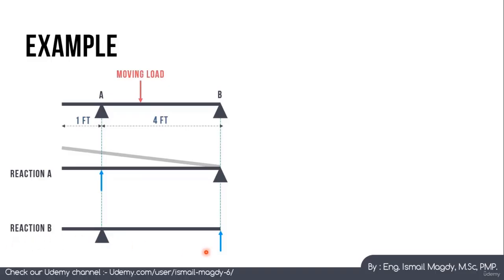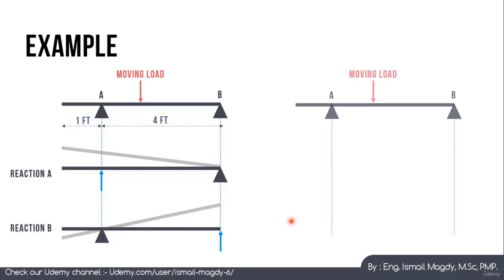And at the reaction B, we're going to do the same. We will remove the support from here and we will assume this vertical force. So the beam will go upward from here, but it will remain connected to this support, so it will be on this shape. As you can see, it will rotate around this hinge.